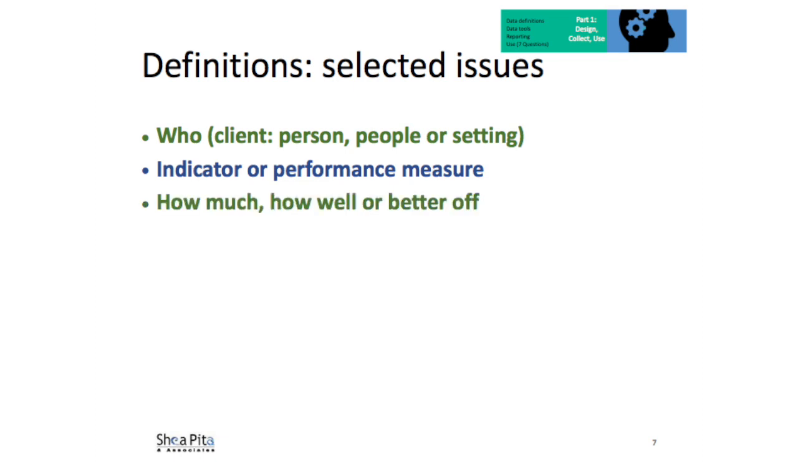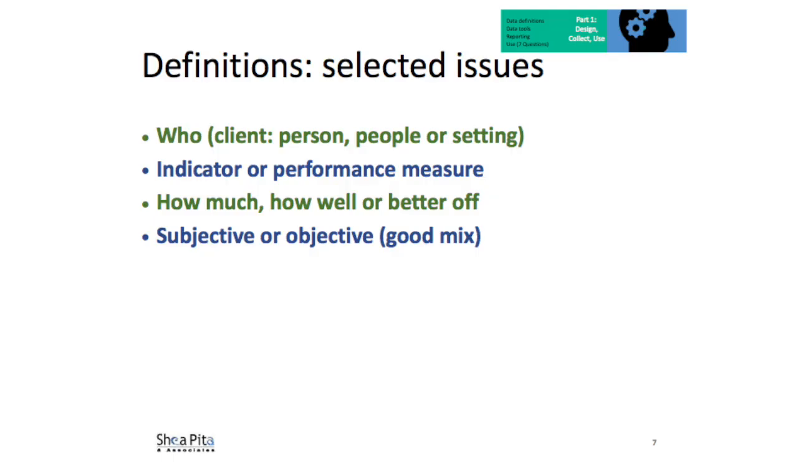The next point here is about clarifying the type of performance measure that you're gathering. So remember, there are 3 types. How much did we do? How well did we do it? Is anyone better off? Is anyone better off equals client outcomes? How much is about the quantity of your effort, and how well is about the quality of your effort.